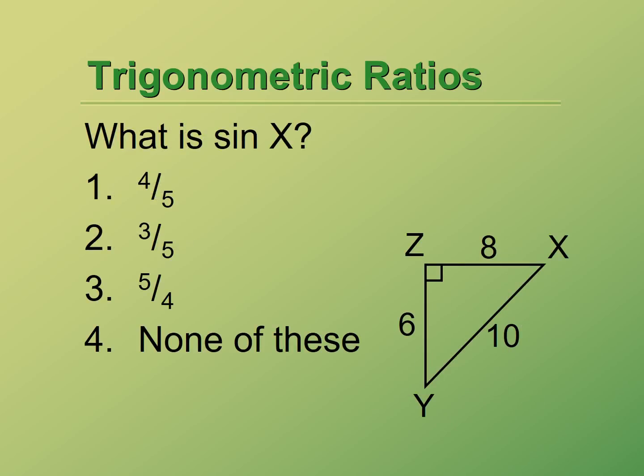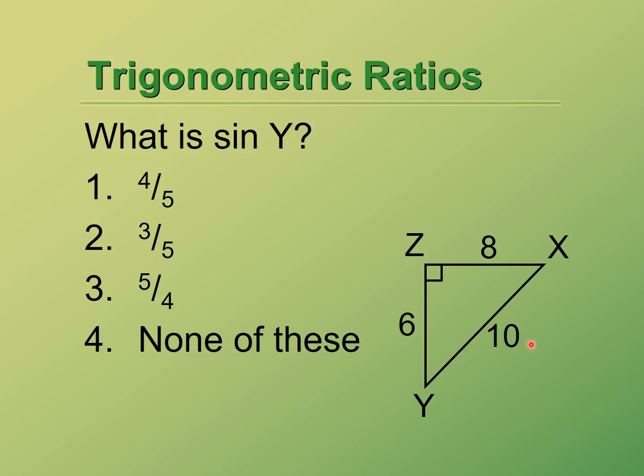So let's do a practice problem. Find sine of x. All right, so sine is opposite over hypotenuse. So you would go to where x is, and you would find the opposite, which is 6, and you would put it over the hypotenuse, which is 10. So you have 6 over 10, and then 6 over 10 reduces to 3 over 5, which is option number 2.